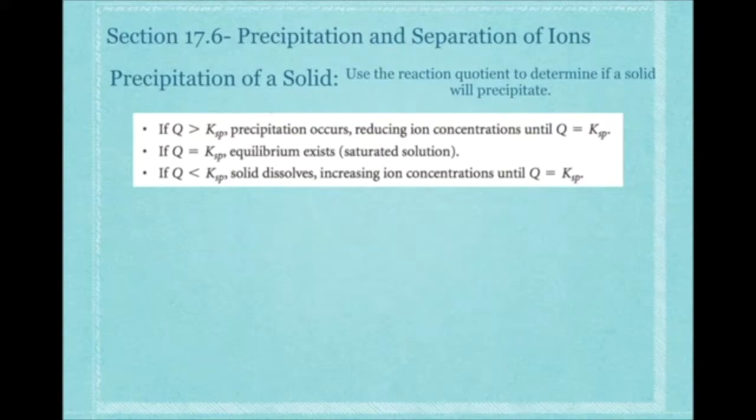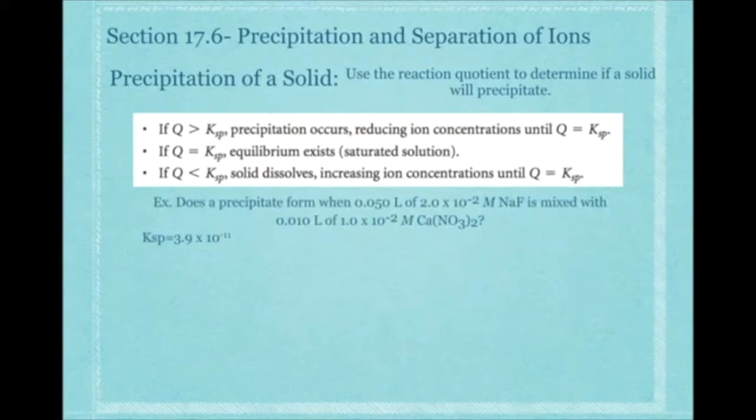Now, if your Q equals your KSP, that means you have a saturated solution and you're not going to have any precipitation occur. If your Q is less than your KSP, that means your reaction needs to proceed to the right, and therefore your solid is going to dissolve, because remember your products are going to be your ions in solution. And so no precipitate will occur, and instead more of your solid will dissolve.